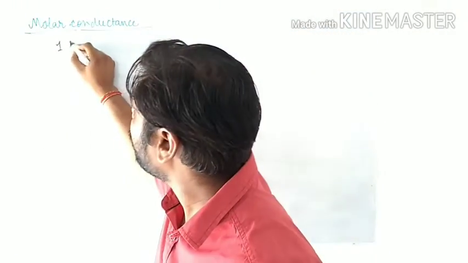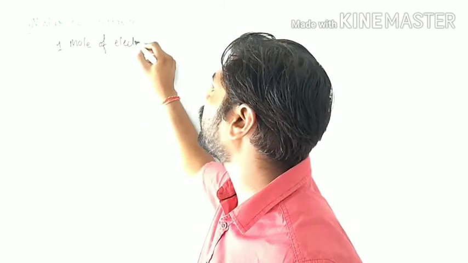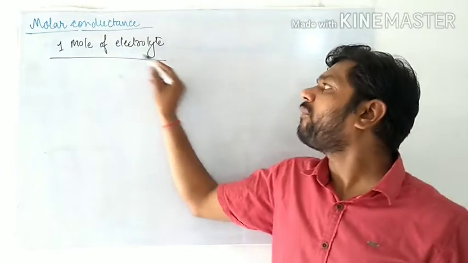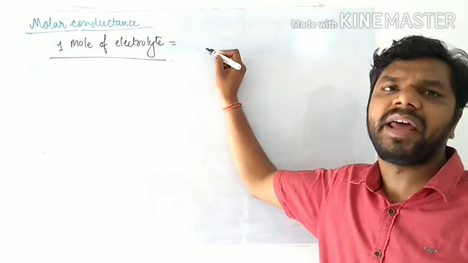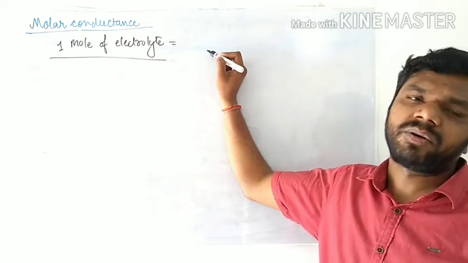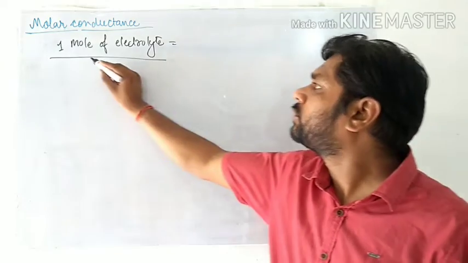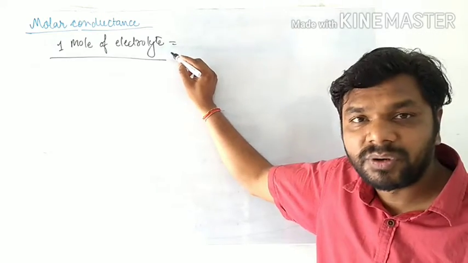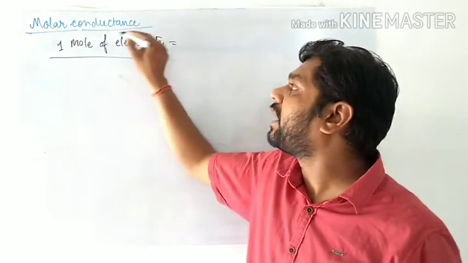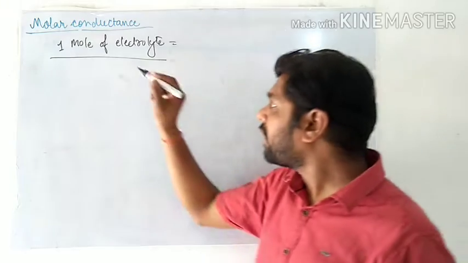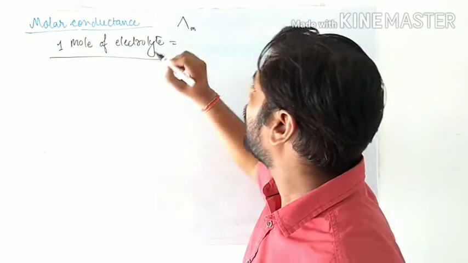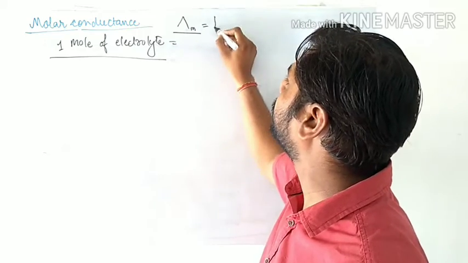What I am saying is, if we are dissolving 1 mole of electrolyte, it will give any number of ions, because it totally depends upon the type of salt. So when 1 mole of electrolyte is dissolved, whatever the conductance of the solution is, that is called the molar conductance of the solution. Molar conductance is denoted by the letter lambda m.